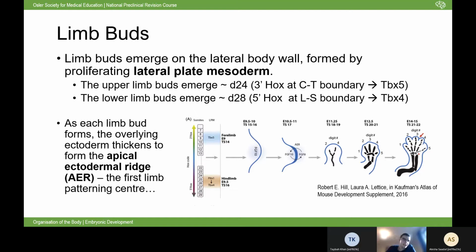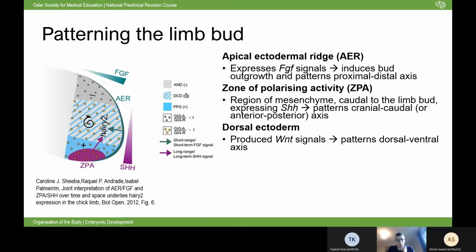At the point of each limb bud, we get this thickening of the ectoderm overlying the mesoderm, and that forms the apical ectodermal ridge. And that's important, A, in kind of inducing the expansion and outgrowth of the mesoderm underneath, and also as a patterning centre. So the limb bud is a really nice system for thinking about embryonic patterning.